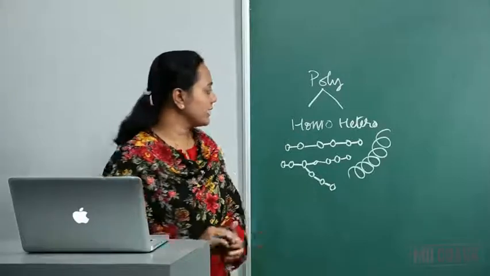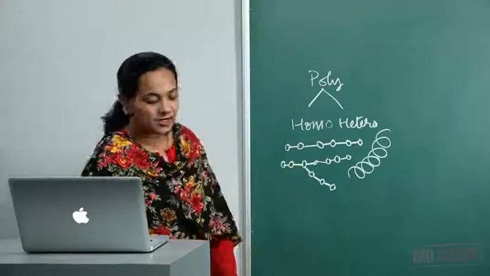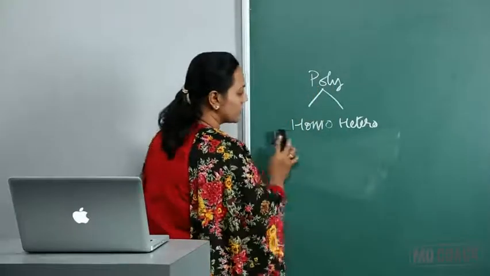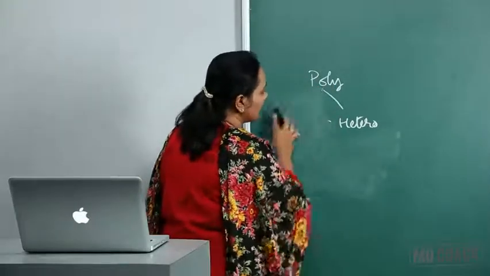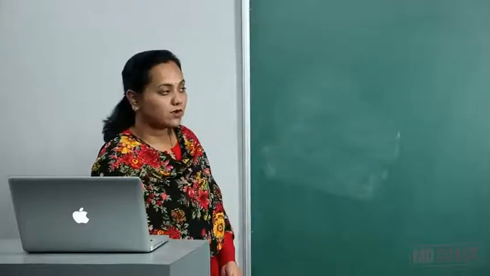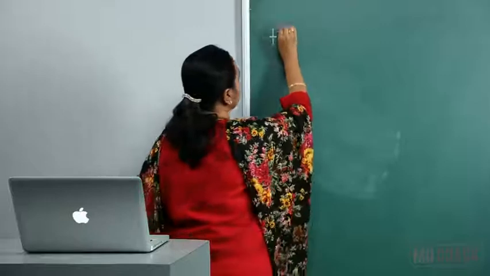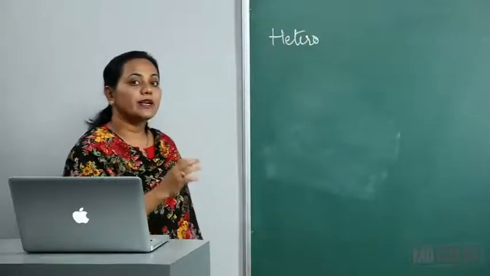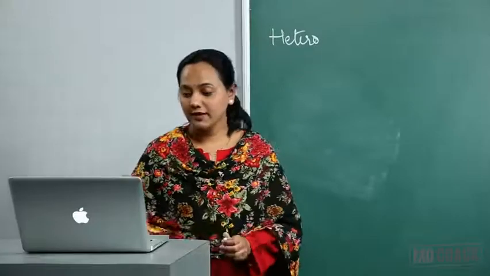Now we go on to the heteropolysaccharides. The homopolysaccharides and the different examples are over, out of which starch and glycogen are important. Heteropolysaccharides, what does the name mean? It means that they are supposed to have different types of monosaccharide units.